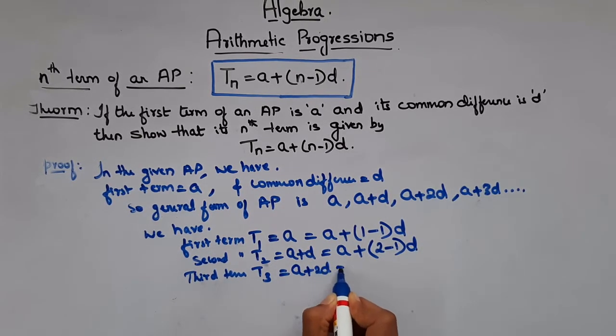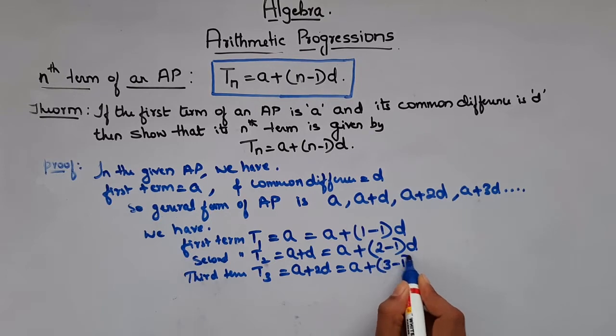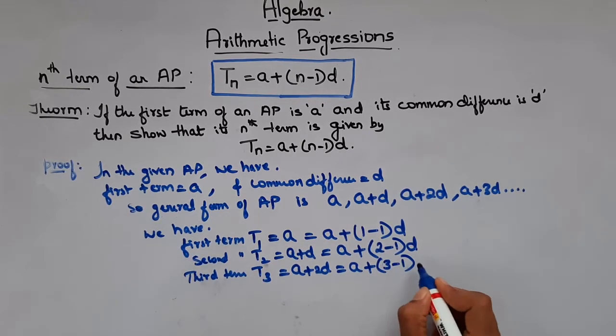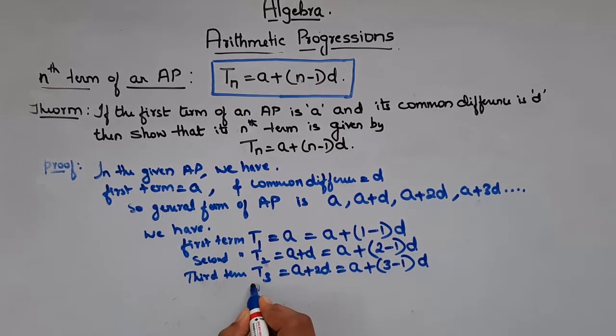Similarly, the third term T3 is a + 2d. So how can we write a + 2d? 3 - 1 will give you 2, so 2 into d gives you a + 2d. So a + 2d can be written as a + (3 - 1)d. Similarly you can write for T4, T5 and so on, right?